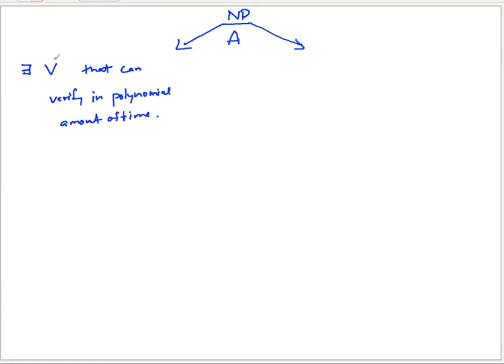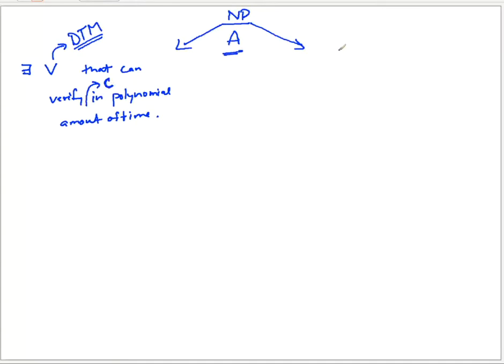Right, and this verifier is what? It is a deterministic Turing machine. That is the first definition for a problem to be in NP: V is a verifier that can verify, for a given certificate C, whether this problem A is in NP or not. So the certificate C can be verified in polynomial amount of time.